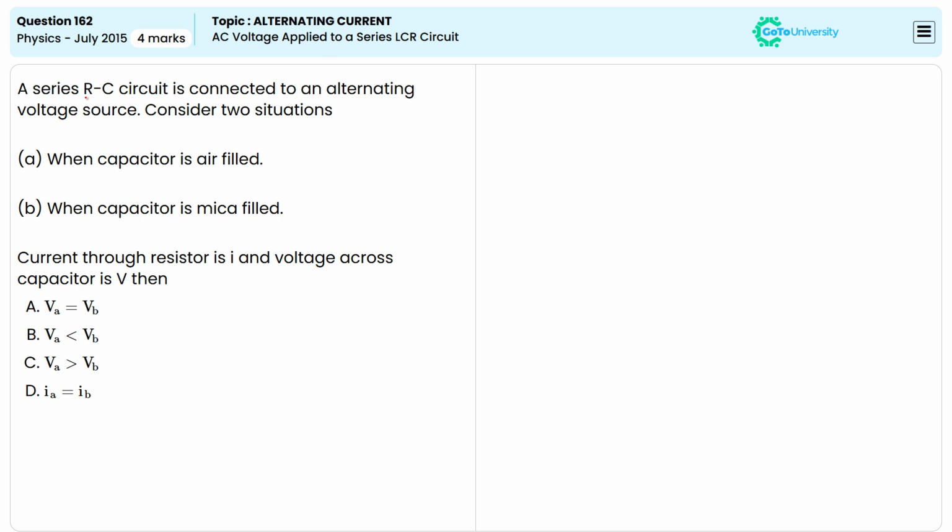A series RC circuit is connected to an alternating voltage source. Consider two situations. First one, when the capacitor is air filled. Second condition, when the capacitor is mica filled.